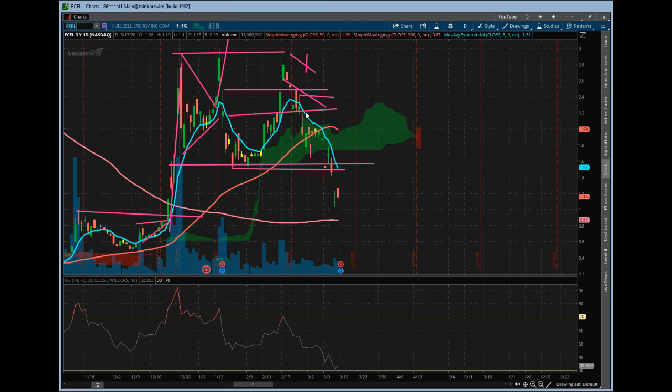Yeah, so FCEL, pretty interesting right here. We got below all these key levels. We gapped down below that. It tried to get above it on Friday. It couldn't quite do it.